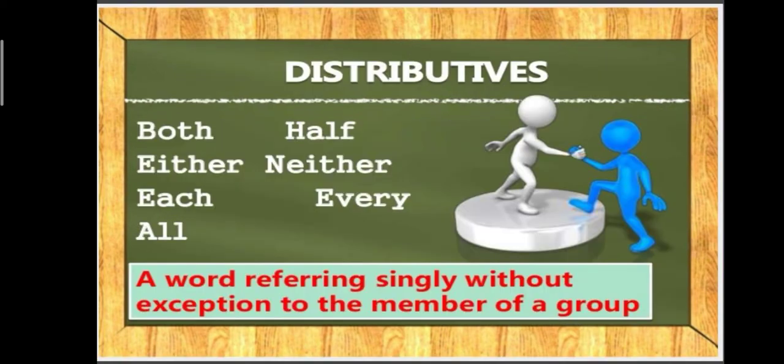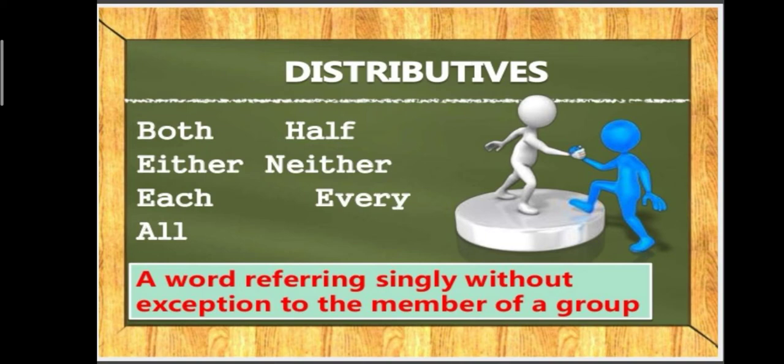Next one is distributives. These are also a kind of determiners. For example, both, either, each, all, half, neither, every. These all are telling us how much, or a word referring singly without exception to the members of a group. For example, both. Both the students were punished in the class.